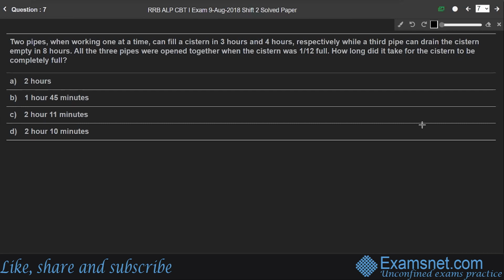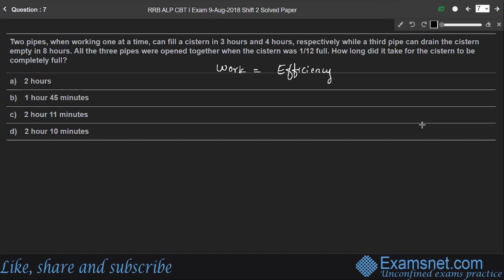Question number 7. Two pipes, when working at a time, can fill a cistern in 3 hours and 4 hours respectively, while the third pipe can drain the cistern empty in 8 hours. All the 3 pipes are open together when the cistern was 1 by 12th full. How long did it take the cistern to be completely full? So here, students, we are using the concept of work, which is equal to efficiency into time.